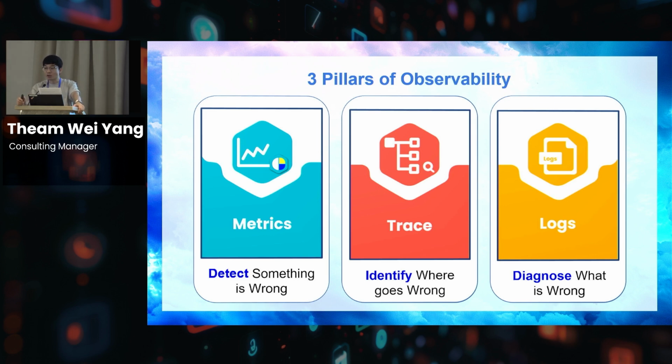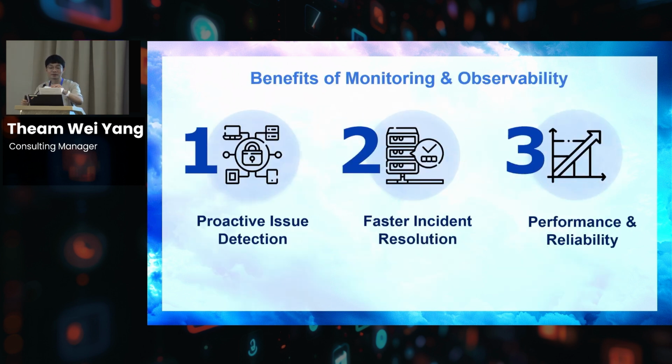All right. So with these 3 observability pillars, the DID, you can benefit in the following. Proactive issue detection. You can be alerted even before the system breaks down. This will reduce your MTTD significantly, mean time to detection.